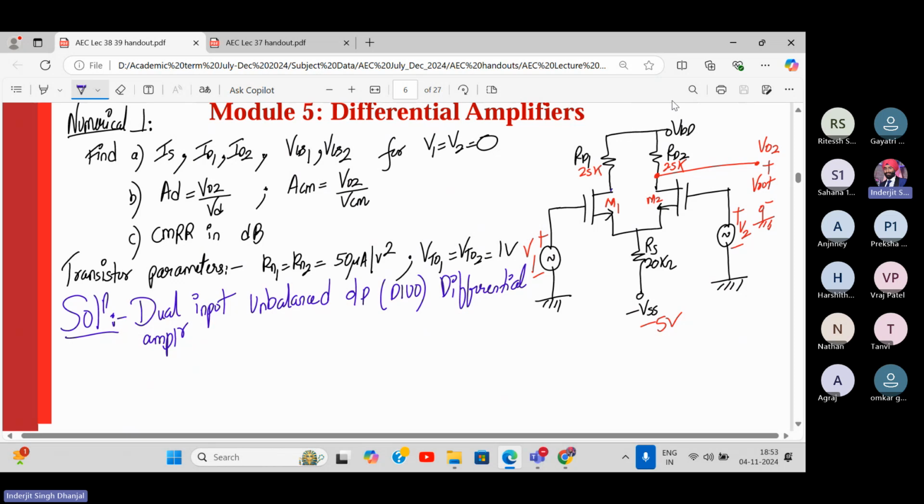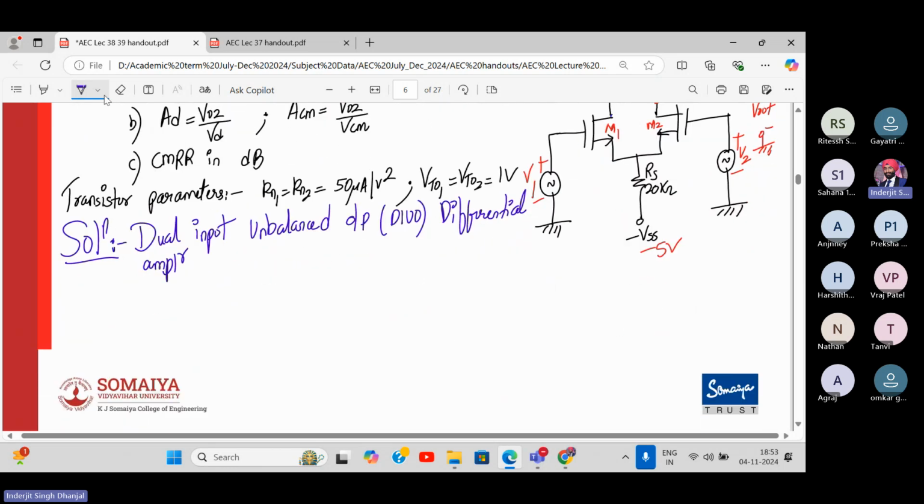Okay, this is plus 5. VDD is plus 5. VSS is minus 5. Now it's important to draw the half circuit also for DC analysis, remember? So first we'll go for DC analysis. What was the DC analysis? We consider only the half circuit. So this is my half circuit, correct?